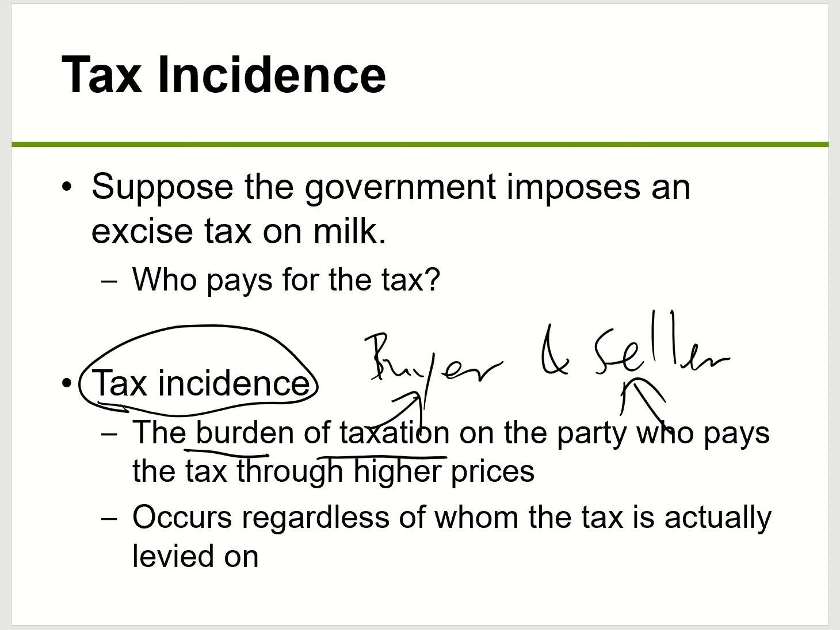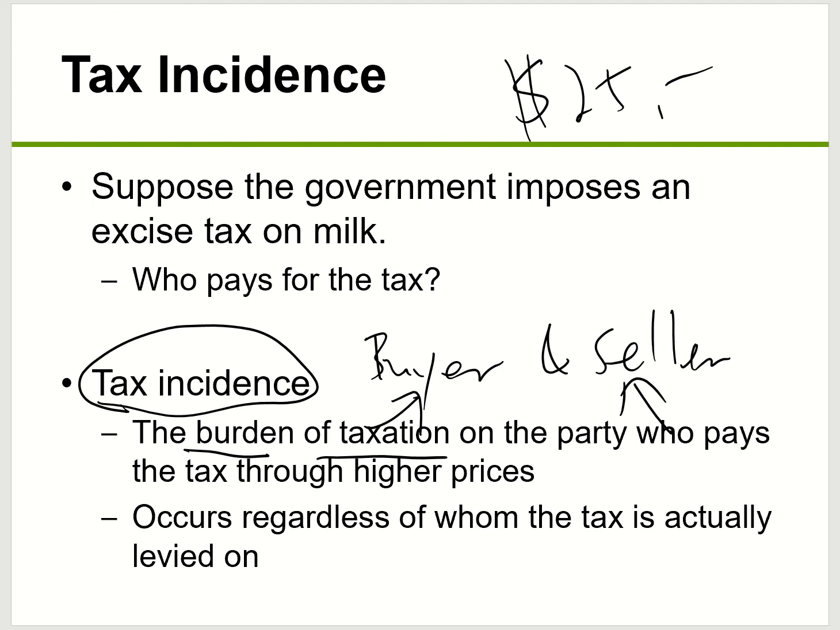Now, let me ask you a question, guys. Let's suppose the government imposes a tax on the buyer, let's say the buyer of textbooks. So the government says for every textbook a student buys, the student must pay a $25 tax for it. Now, what will be the tax incidence of that? You might tell me the student will pay the $25 and the seller pays nothing.